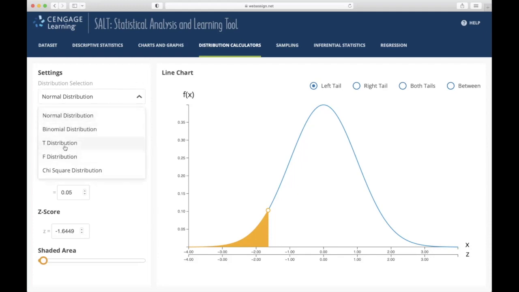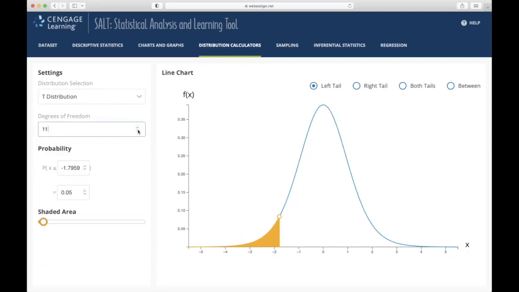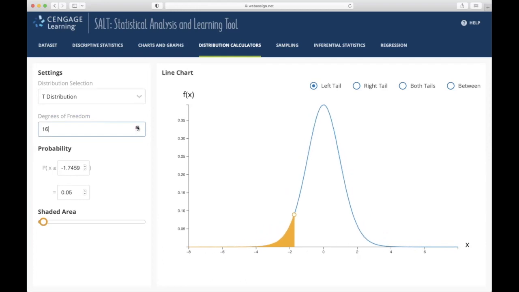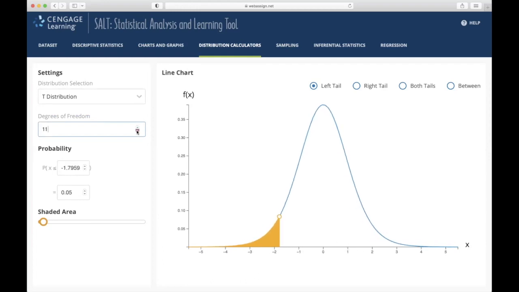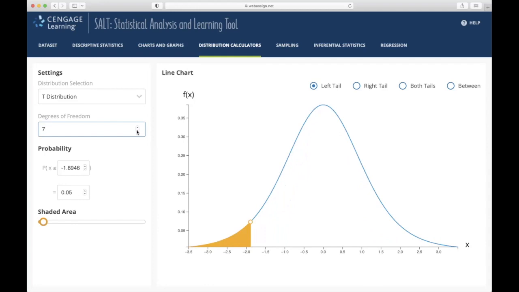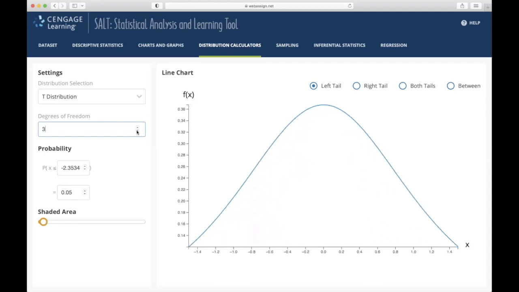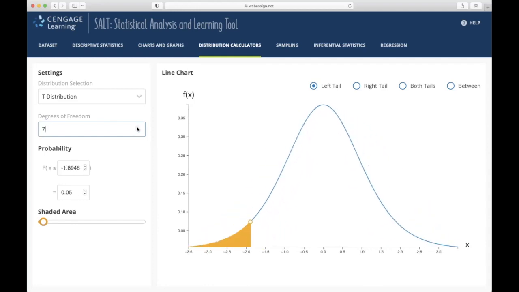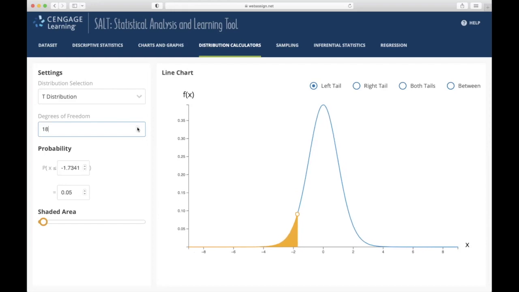We're going to switch over to the T distribution. Your degrees of freedom get set here in your little clicker menu. You can see that as the degrees of freedom get smaller, the curve gets wider, right? So that's the point I was making a minute ago with approaching the normal. As the degrees of freedom get larger, this essentially becomes the normal distribution.